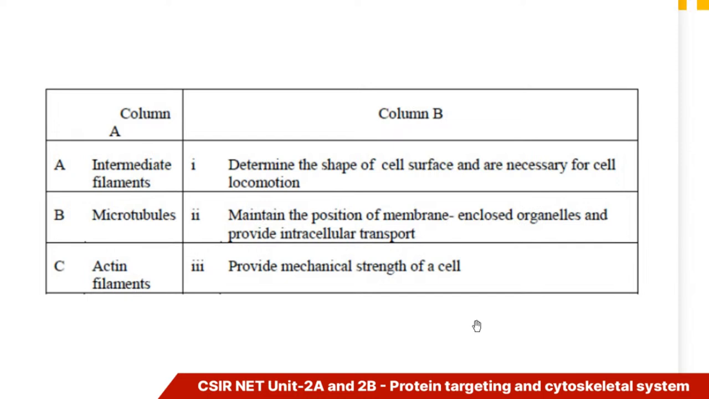Yes. What should be the answer now? Can anyone give? Okay, I can see a common answer coming up. 3. Could you get it, Niharika? The combinations.